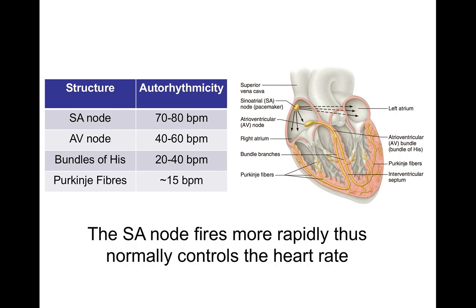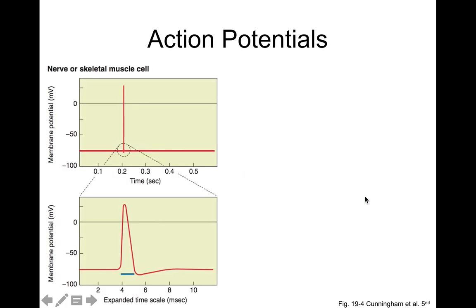So the SA node fires more rapidly, thus it normally controls the heart rate, thus it normally sets the pace for the heart rate. So this is the route that the action potentials, or the electrical signals, take during each heartbeat. Now let's look at the action potentials themselves.